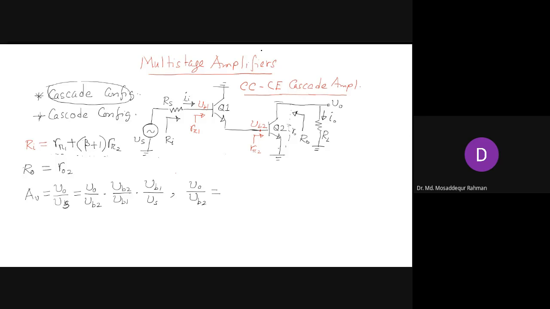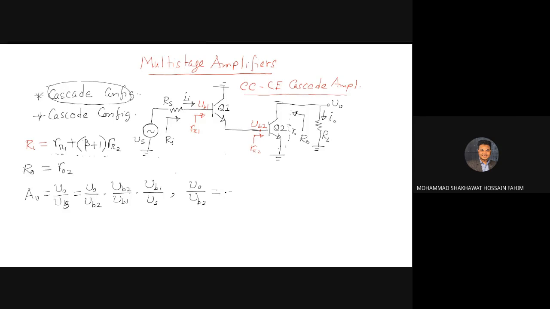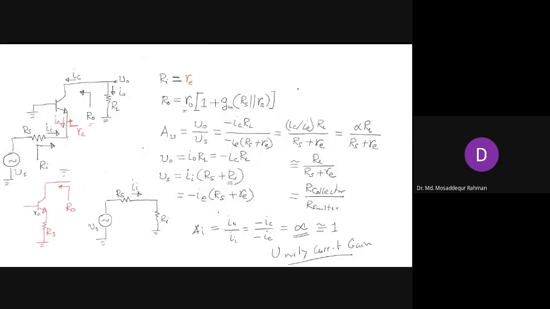V0 by VB2, yes sir. Minus gm into R naught parallel RL, then the input resistance divided by input resistance plus the source resistance. Why input resistance? That is the overall gain, no? Yes, sir. We are talking about V0 by VB2. Oh, sorry, sir. It was the overall gain.